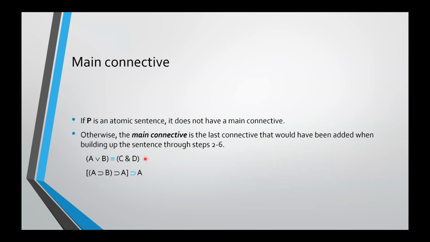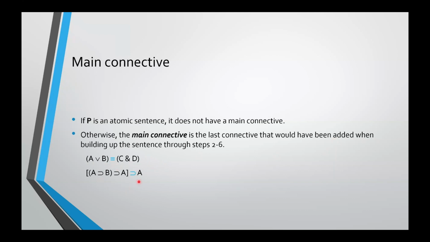So, for example, if you look at this sentence here, A or B, if and only if C and D. Right. When you were building this sentence up using that definition, you would have had this here, A or B, and this, C and D. And then the last step that you would have had would be to put this triple bar between them and then put parentheses around it that we would have then taken off by informal convention. That's the last step that you would have had, so this is your main connective.